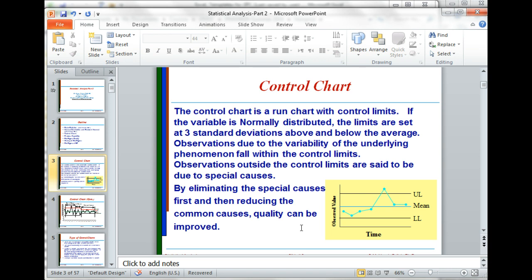So control charts. In Module 1 I talked about run charts. A run chart is a plot of any measure of interest, output, performance over time. And a control chart is nothing more than a run chart, except that it has control limits. So if you see here, this plot of the measure is similar to what we did for the run chart, but in this case now I have the upper and lower control limits.